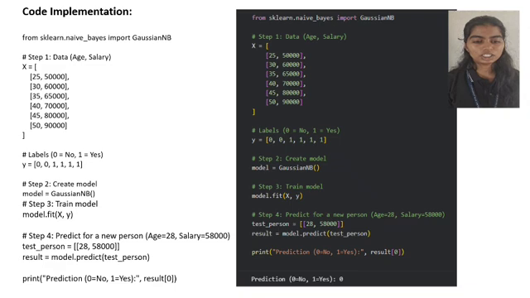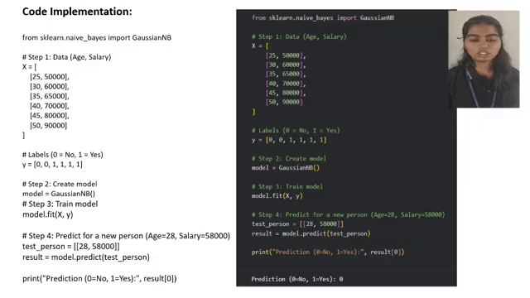0 means the person did not buy a computer. 1 means the person bought a computer. And as the data shows, people with higher age and higher salary are more likely to buy a computer. Training the model. We train the model by writing model.fit(X, Y). This step helps the algorithm learn the pattern in the data, making a prediction. Next, we test the model with a new person. Age is equal to 28 years, salary is equal to 58,000. We use model.predict. The output of the model is prediction equals 0.